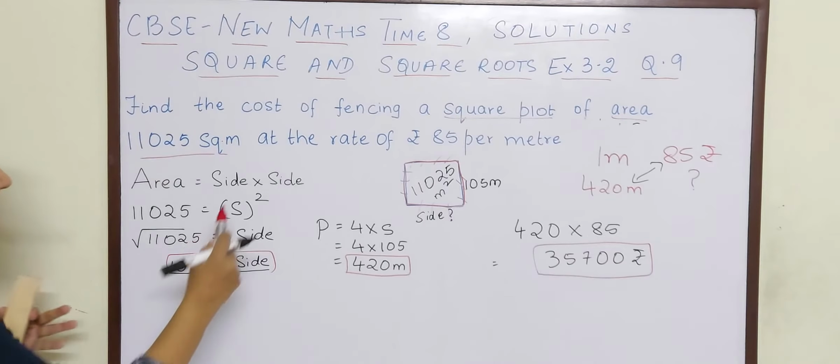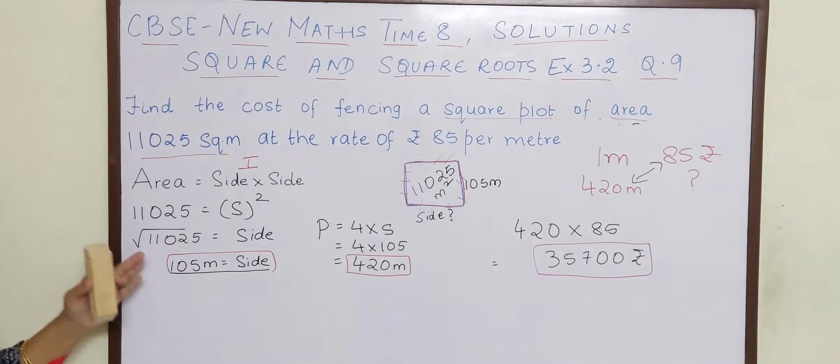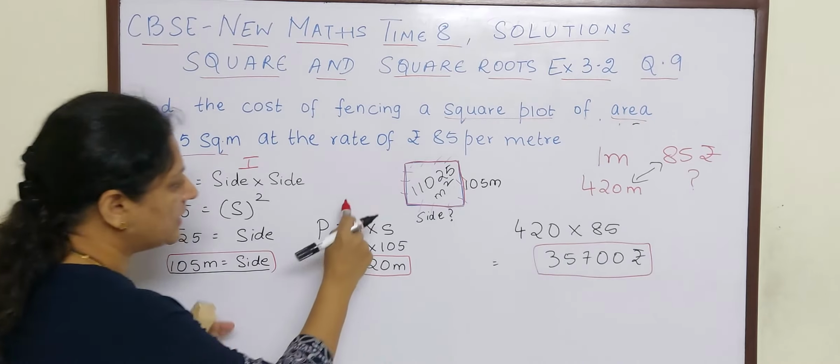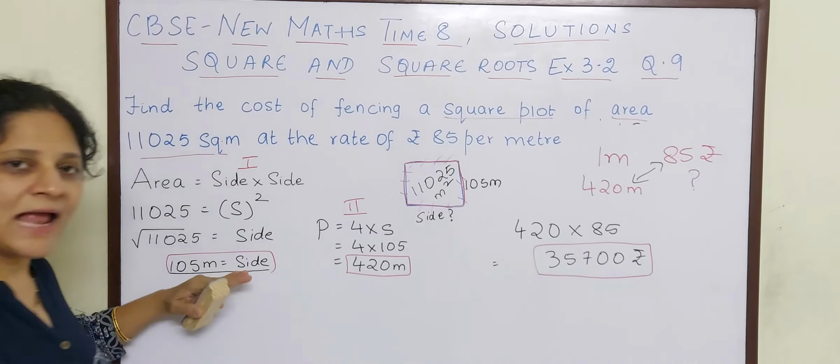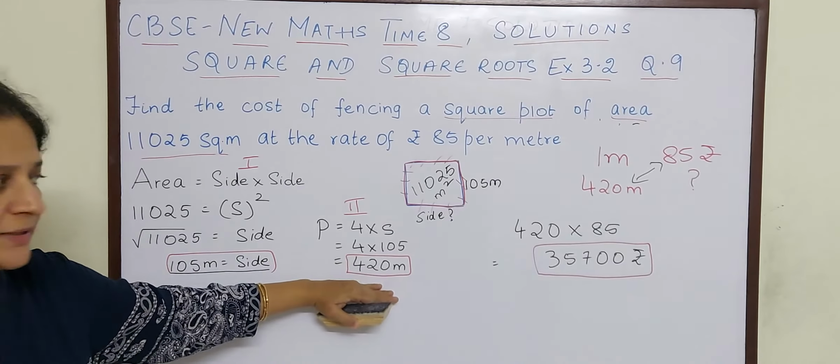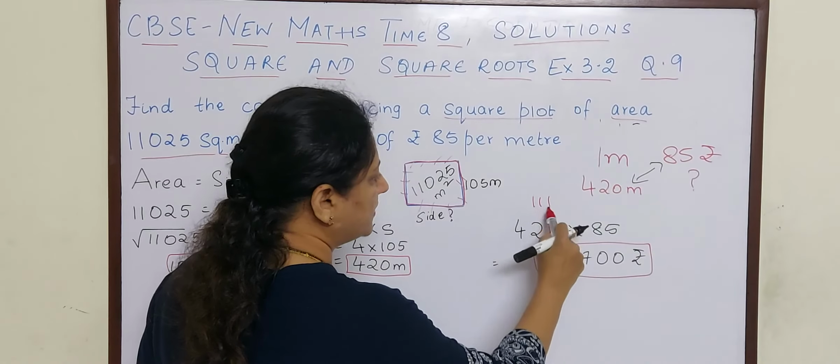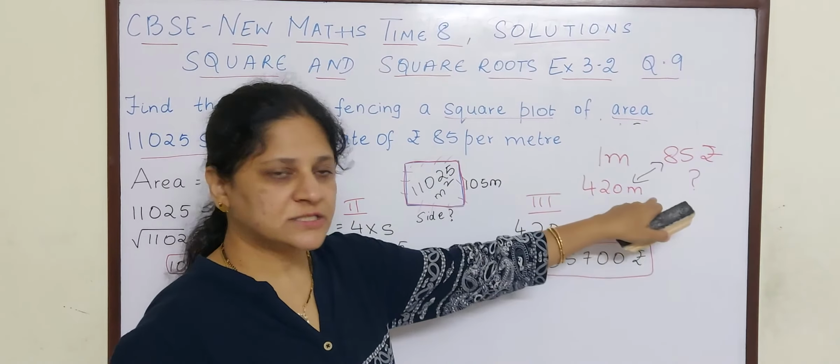So this will be our first step to find the side. This will be our second step. With the help of side, find the perimeter, and with the help of the perimeter and the cost given, we will find the total cost.